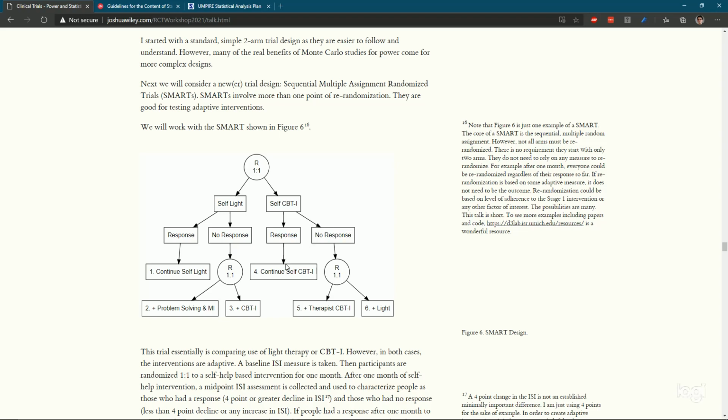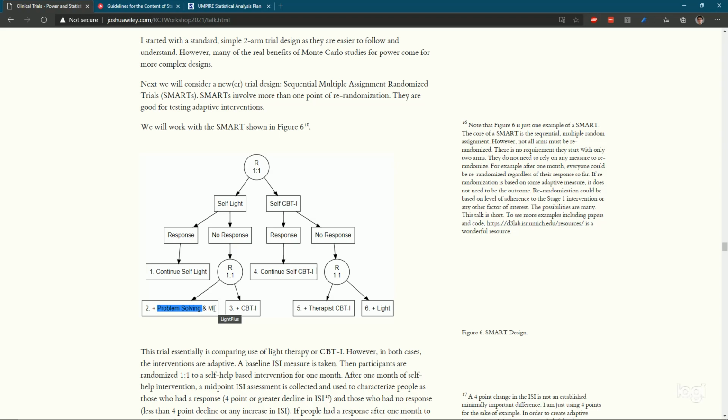If they have declined less than 4 points, or hopefully not, but increased in ISI, then they're considered not having responded. If they respond, then regardless of whether they're allocated initially to self-help light or self-help CBTI, they continue with that self-help condition they were in. Right? Here's condition 1 and 4. If they did not respond, then they are re-randomized in a 1-to-1 ratio to either a more intense version of the same thing. For self-help CBTI, that's therapist-delivered CBTI. For self-help light, that's still the same light, but then augmented with, let's say, problem-solving and motivational interviewing to try to help people to regularly use that light.